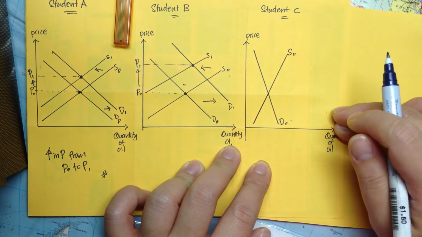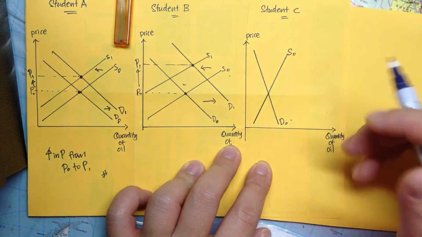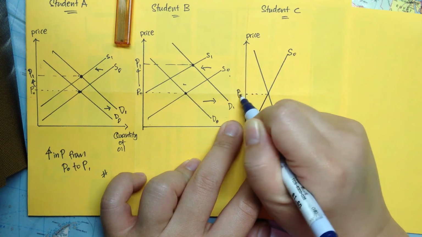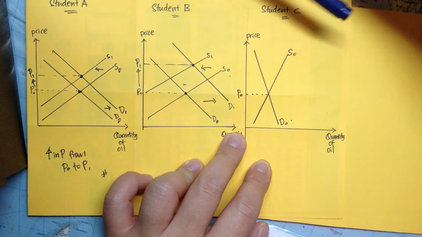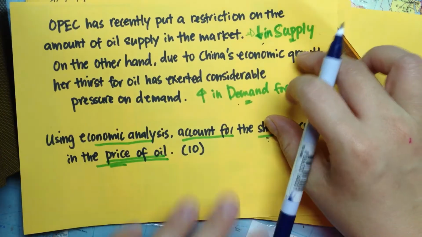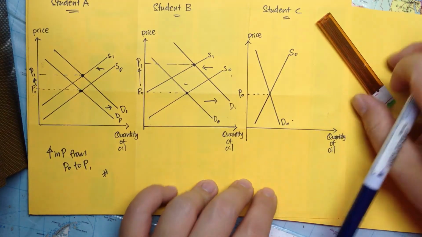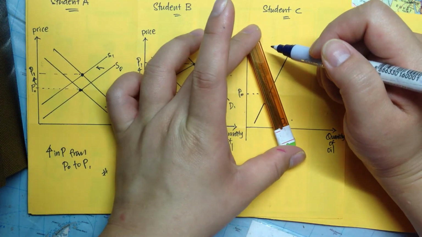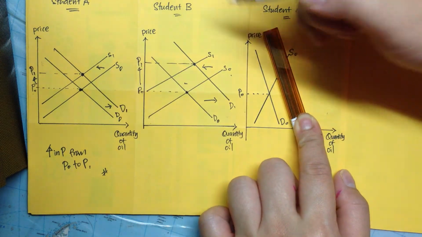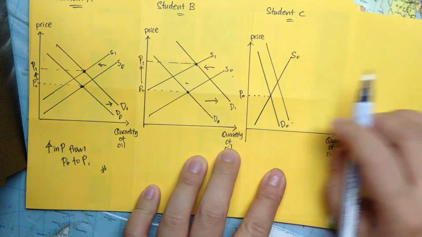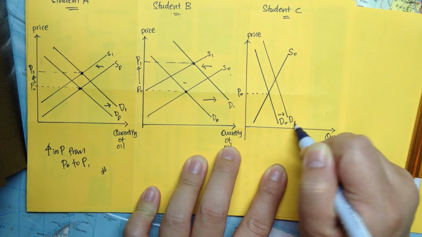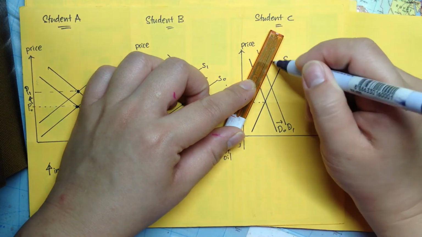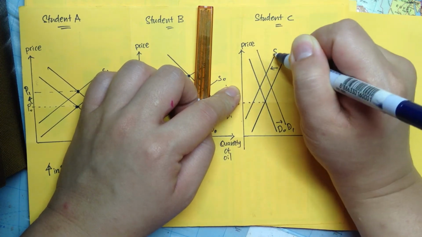So this is how student C will draw the initial demand and supply curve, due to his knowledge of price elasticity of demand and supply, and therefore this is the equilibrium price level. Then after some time, because of the question, there is a decrease in supply and an increase in demand. So what student C will do is to show an increase in the demand. This is my new demand curve from D0 to D1. And how about my supply curve? There is a decrease. So this is my supply curve from S0 to S1.